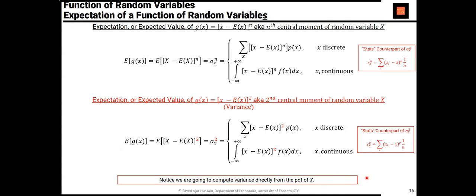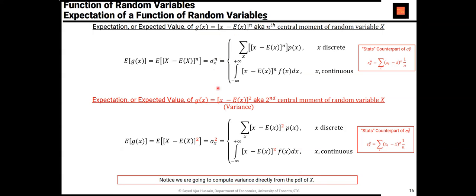Now we go to more advanced functions of random variables. So now you have an expectation of a function of x. This function of x says, give me x, subtract the expected value, raise to the power n, and then take expectations, which has a very fancy symbol, sigma to the power n of x. It's not very intuitive.